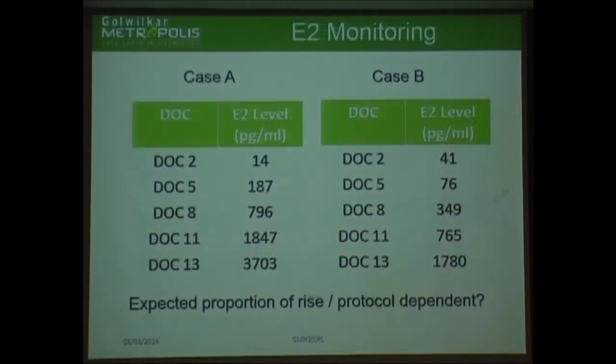So this is one representative case of the various patient samples which come to our lab. Here we can see on day 2 the value is 14, and then there is a serial increase in these values. So my question is whether this rise is expected, is there any expected proportion of this rise, or is it protocol dependent?